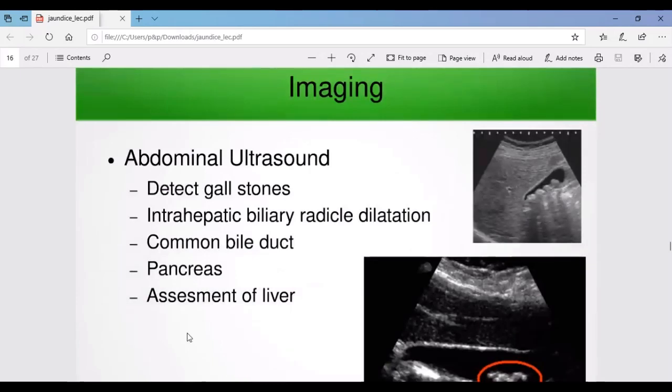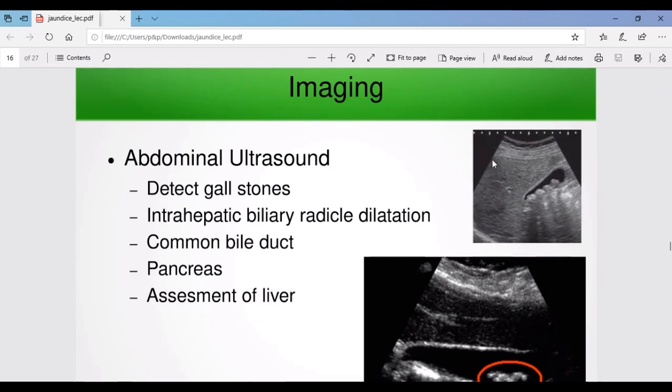And we start imaging by abdominal ultrasound. Abdominal ultrasound is very safe. It's very simple. It doesn't harm the patient. It's non-invasive. It's a bedside test in some of our clinics. So we start by abdominal ultrasound, and abdominal ultrasound can detect gallstones.